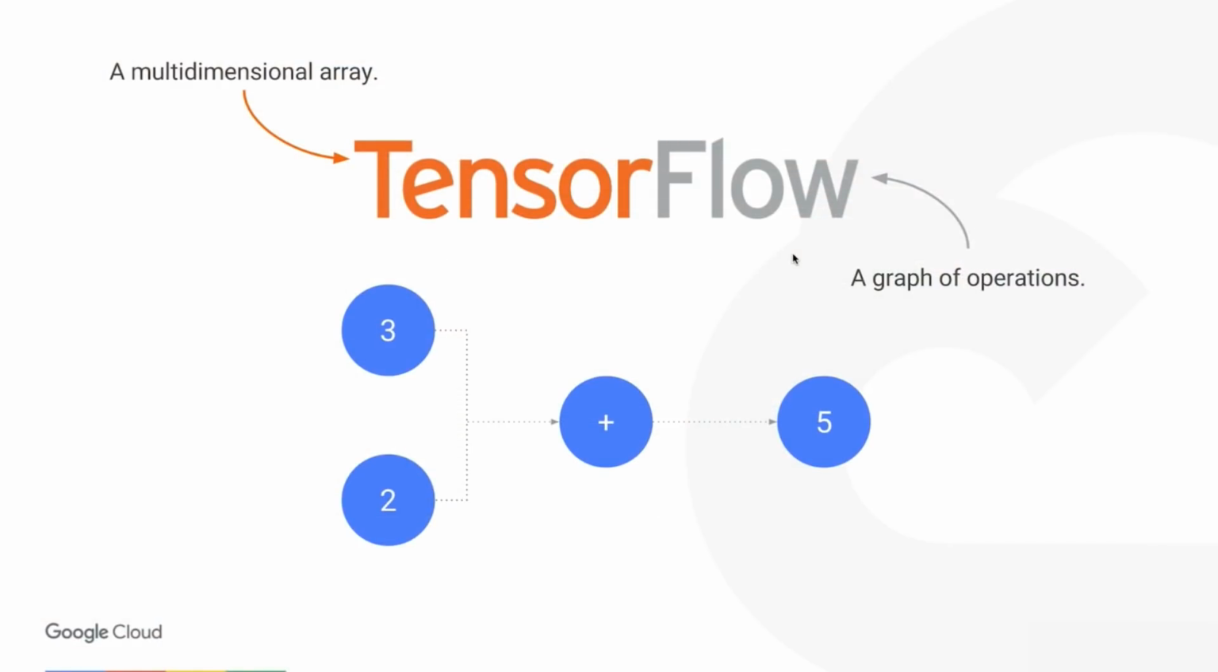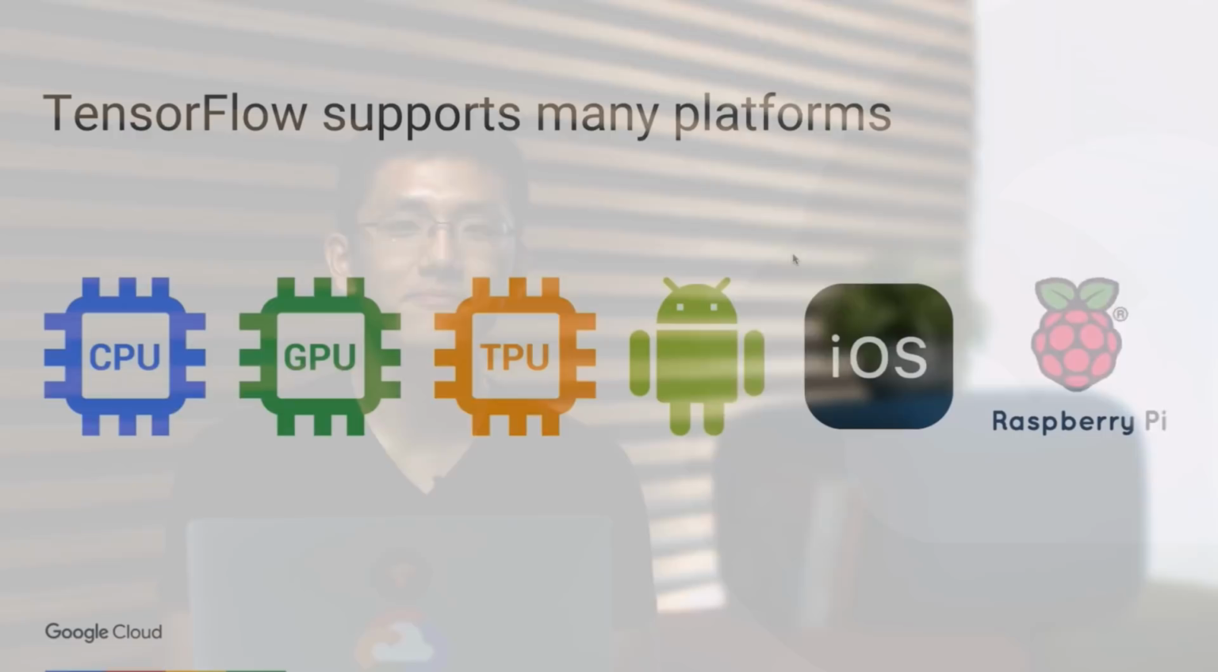TensorFlow means the flowing of tensors. Tensors are just multi-dimensional arrays, and to flow them just refers to having them flow through a graph of operations. So in this simple example of a graph, it's taking the 2 and the 3, and it flows through an addition operation to yield a 5. At its core, these are the kinds of things you would see happening when running a TensorFlow program. But we'll operate at a much higher level of abstraction.